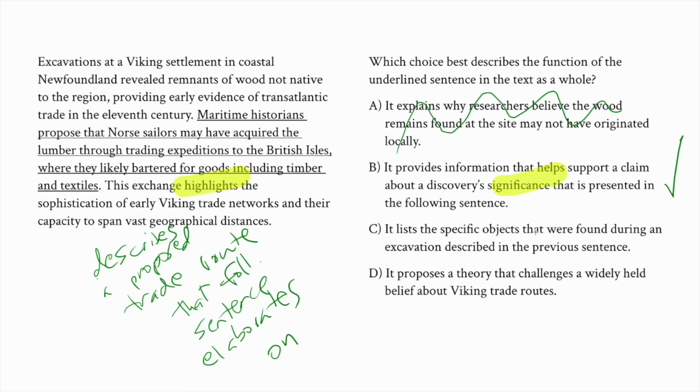C, it doesn't really list specific objects that were found. If anything, the first sentence, but even the first sentence doesn't get that specific. It just says remnants of wood. And then D, it proposes a theory that challenges a widely held belief. Well, if we were going to see something that challenged something else, we would need a word such as challenges or contradicts or undermines or something like that, that would signal some sort of challenge, and we definitely don't have that here.